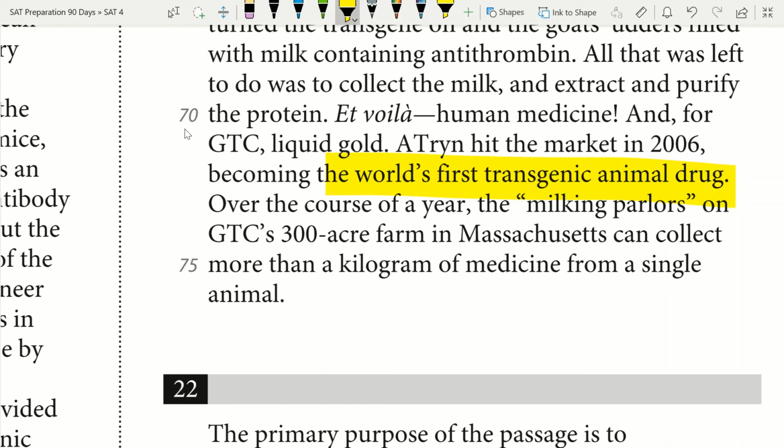Over the course of the year, the milking parlors on GTC's 300-acre farm in Massachusetts can collect more than a kilogram of medicine from a single animal.